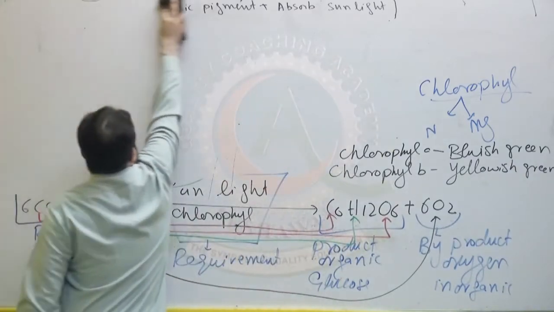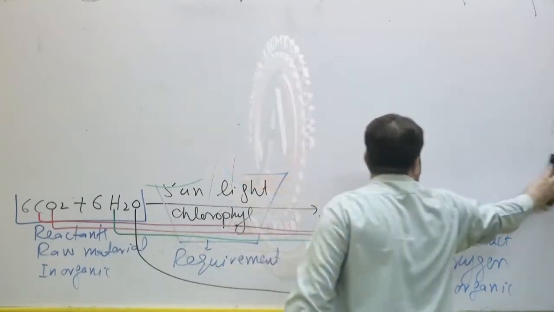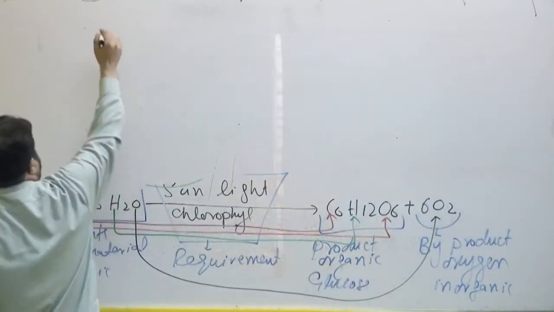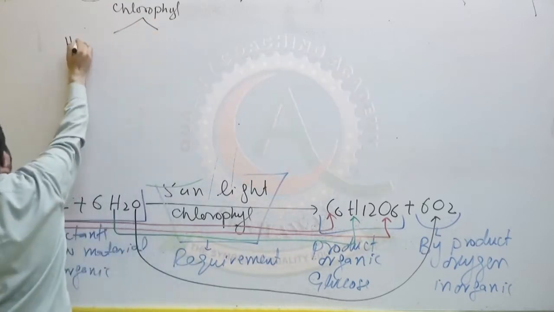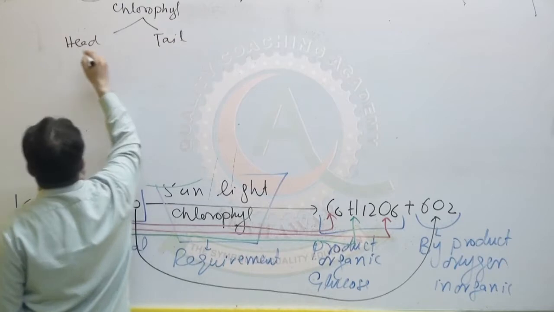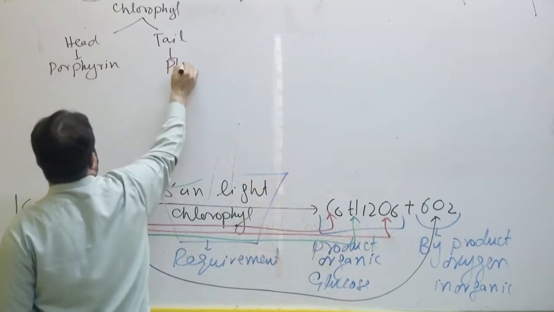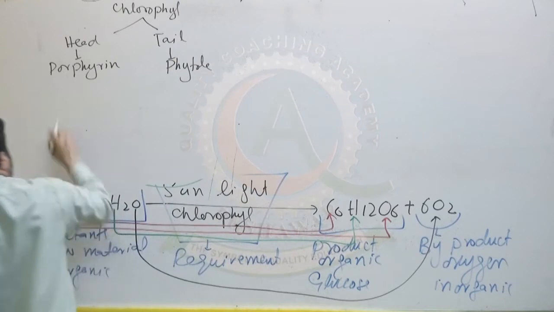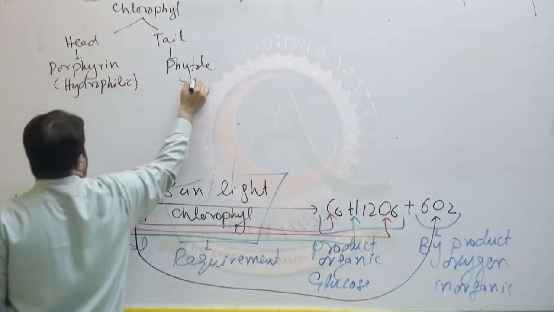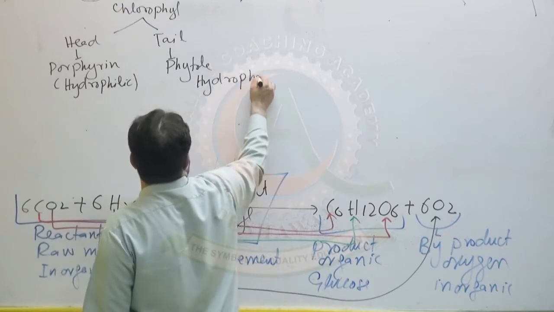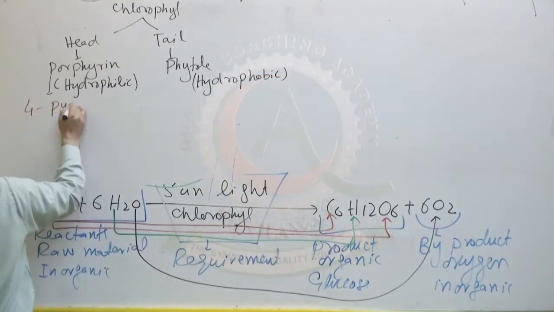Now, if you discuss the structure of chlorophyll molecules, a chlorophyll molecule consists of two parts. One is called the head and the other is called the tail. The head is called porphyrin, while the tail is called phytol. Porphyrin is considered to be hydrophilic in nature, and phytol is considered to be hydrophobic in nature.